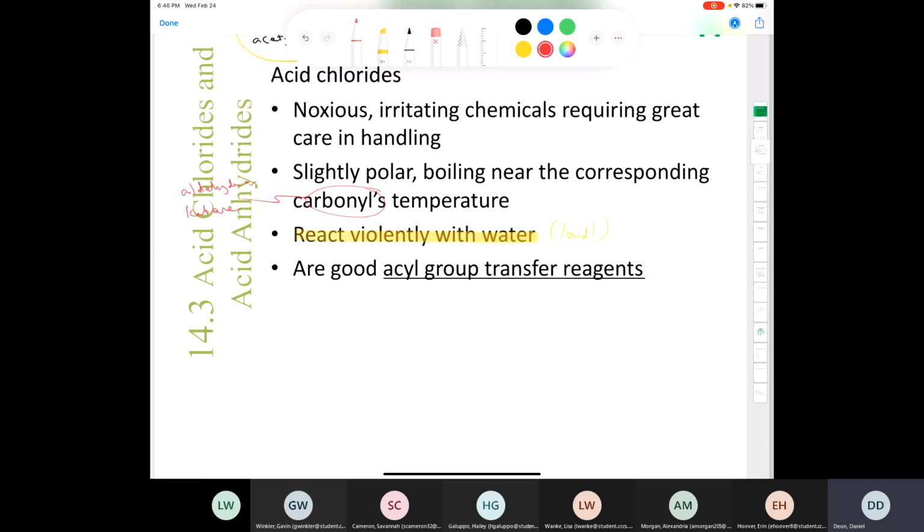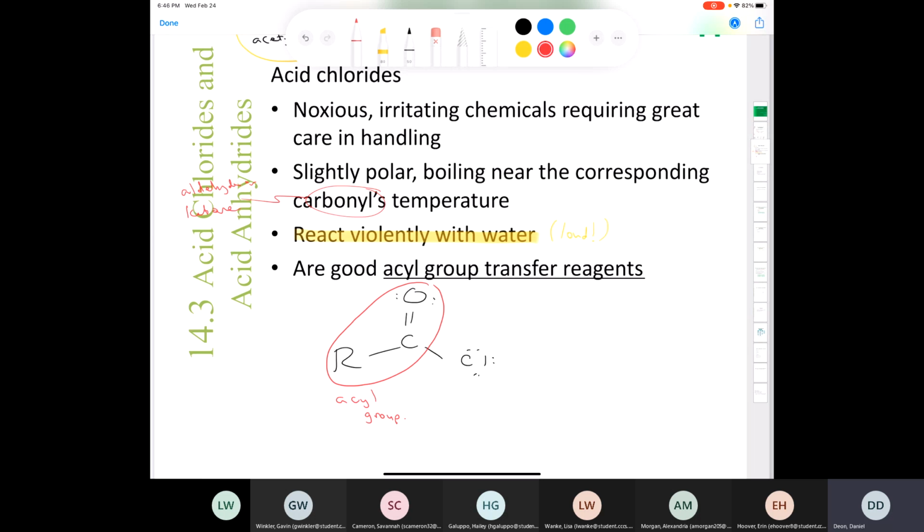What the heck is an acyl group? Let me show you. If you have a generic structure of an acid chloride, like this, we can put in all the lone pairs in our Lewis structure. This portion right here, it doesn't involve the chlorine. This is called the acyl group. Okay, that would be the acyl group.